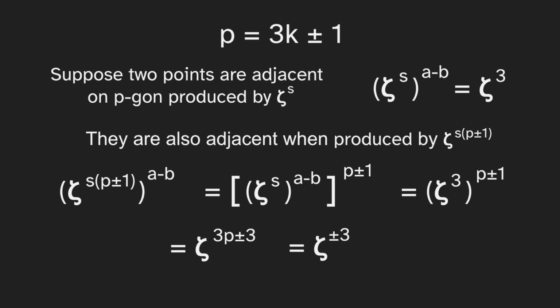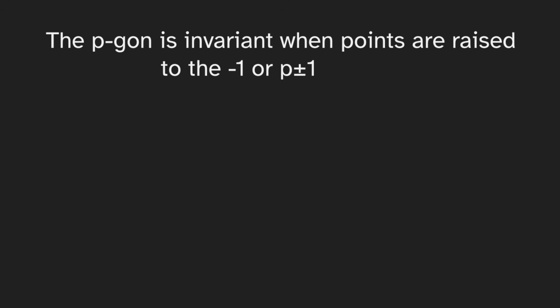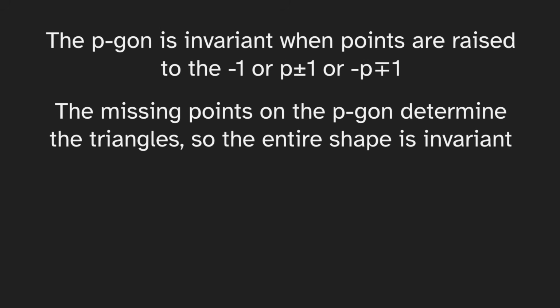And we showed this for p plus or minus 1, but they are also adjacent when produced by zeta to the negative s. And because adjacent points stay adjacent, that means that the p-gon is invariant when points are raised to the negative 1 or p plus or minus 1. And if we combine those, we can say or negative p minus or plus 1. Now the p-gon is invariant, but what about the triangles? The missing points on the p-gon determine the triangles, so the entire shape is invariant.